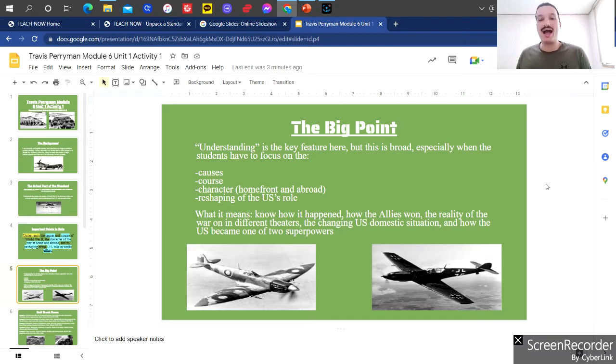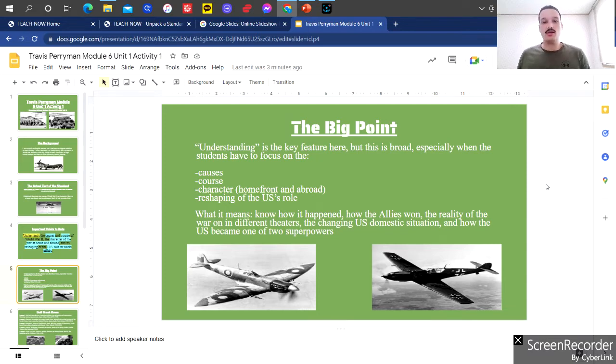We have to know how it happened. That's what the causes are. How did we get there? How the Allies won. So that's going from the initial Axis success to Allied victory. The reality of the war in different theaters, particularly comparing Europe versus the East, Western Europe versus the Eastern Front versus the Pacific versus China, Burma, India, for example.